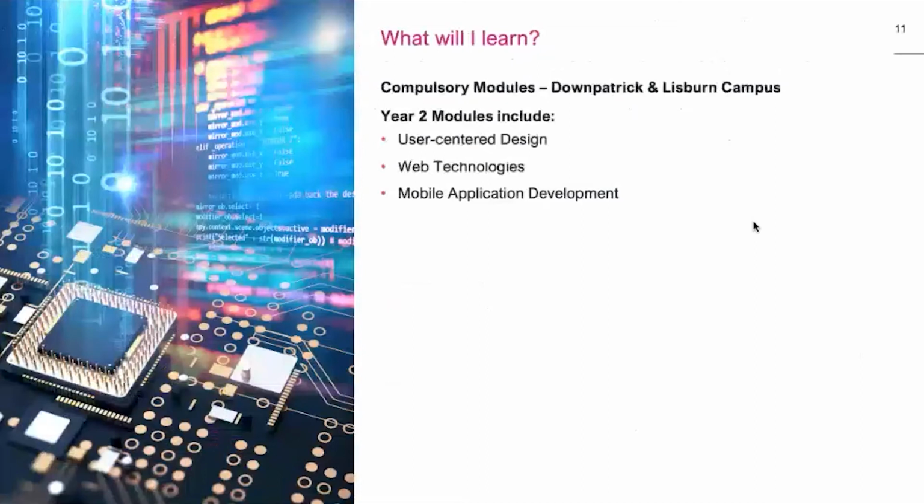What I want to look at next is compulsory modules on our other campuses. In Downpatrick and Lisburn, within year 2, students must study user-centered design, web technologies, and mobile application development. So in Downpatrick and Lisburn, you're limited with the number of choices you can make in relation to your modules. This is different on the Bangor campus.